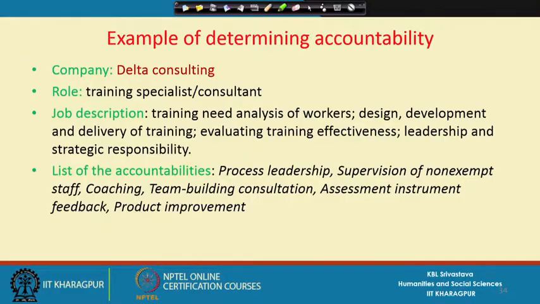So, when I am giving this example of Data Consulting, the idea here is to ensure that you are able to look at the job description to start with, and then you are able to identify the key accountability areas.